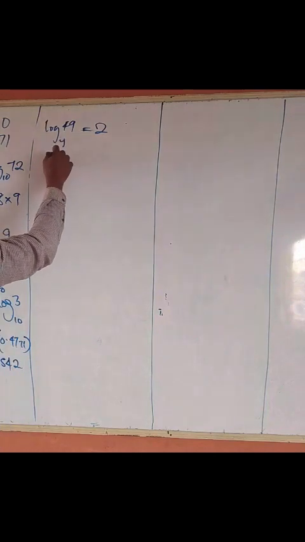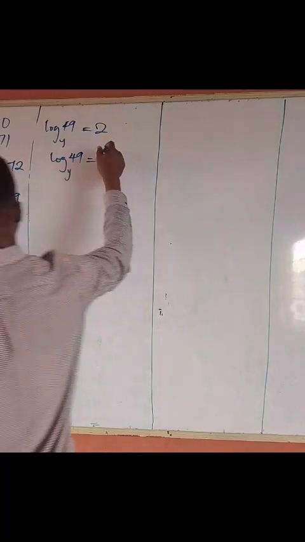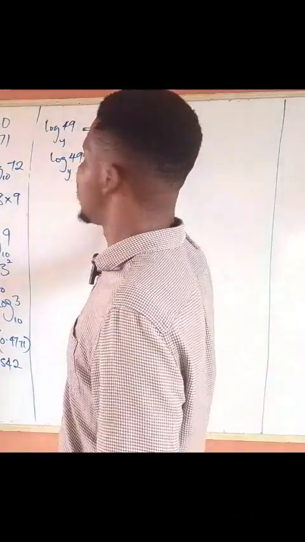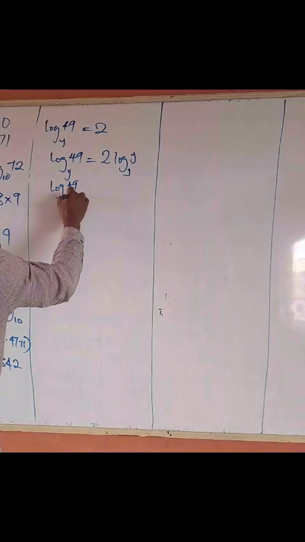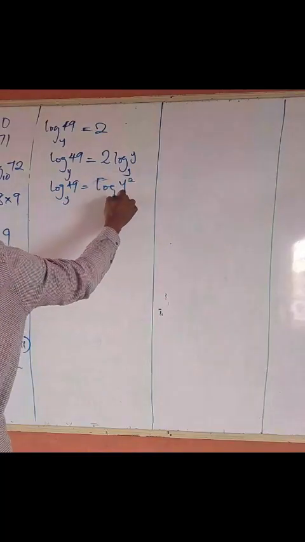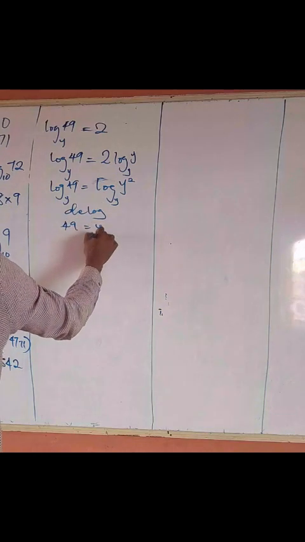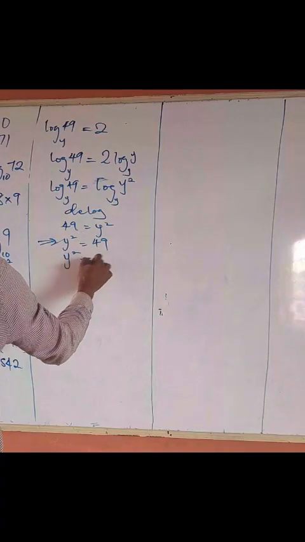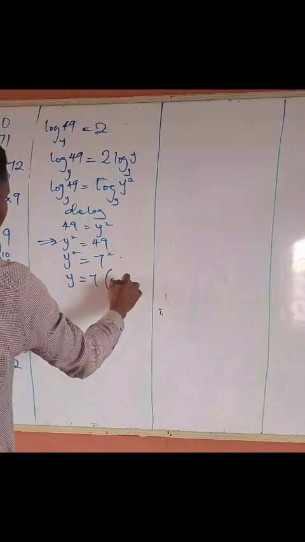So log 49 to base y equals 2. The 2 log y to base y cancels. So 49 is equal to y raised to 2. This implies that y raised to 2 is 49, right? y raised to 2 is equal to 7 raised to 2. So y is equal to 7.